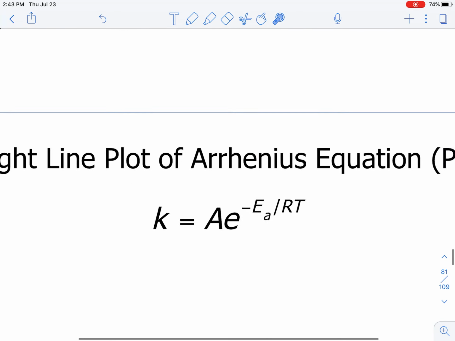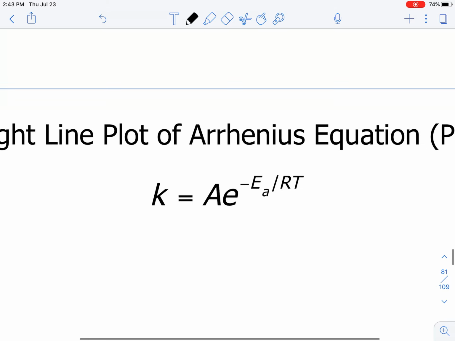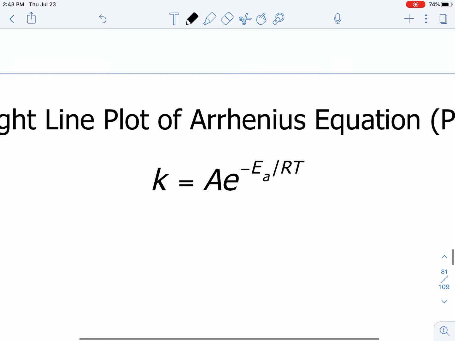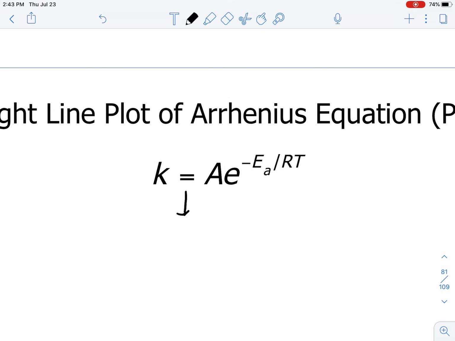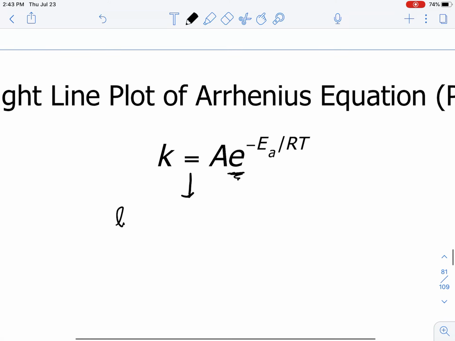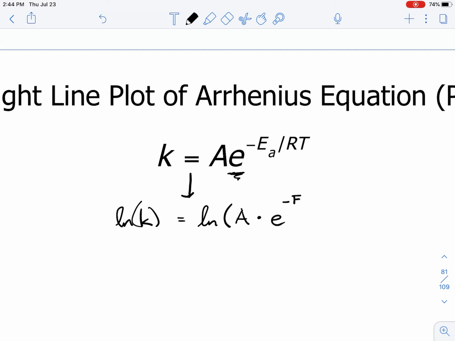Now, to derive the straight line plot for the Arrhenius equation, what we're first going to do is take the natural log of both sides. And the reason why we're using ln is because ln is the reciprocal of this exponential e. And so I'm going to go ahead and take the natural log of the rate constant k, and that's going to equal the natural log of the frequency factor times the exponential raised to the negative Ea over R times T.